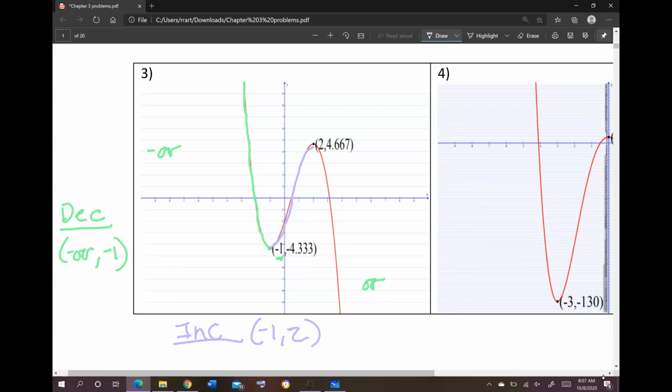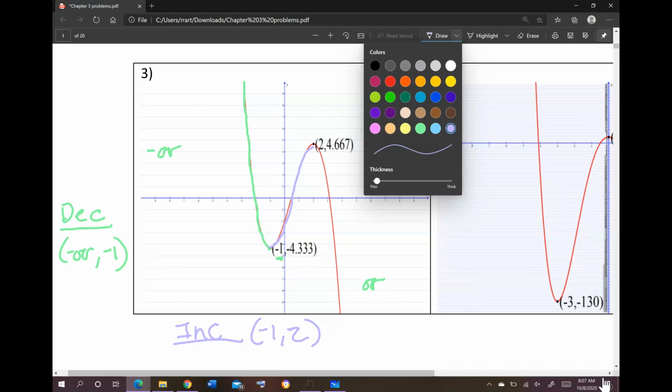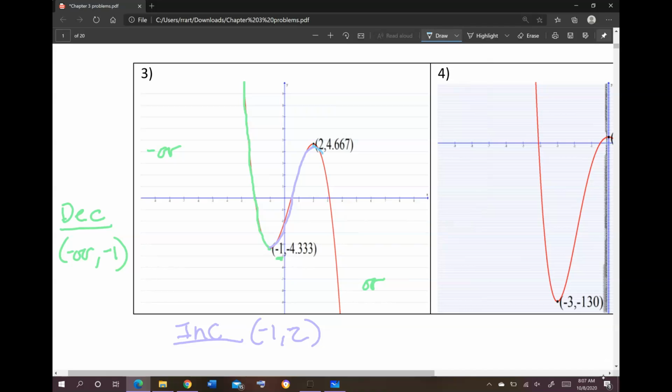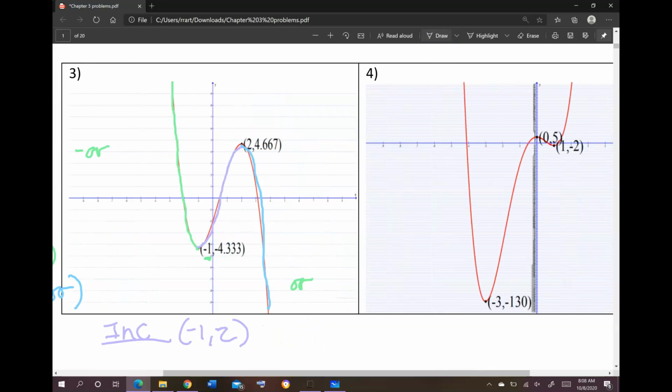And then that's another turning point. So I switch, and now I'm going down. And so then I start decreasing from 2 to positive infinity. Okay? Are you seeing the pattern? All right. Next one.